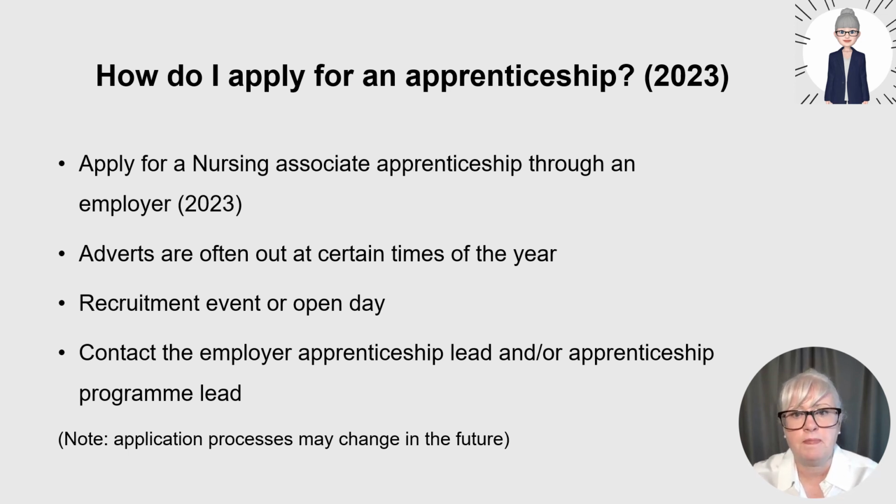All employers and universities offering apprenticeships will have an employer apprenticeship lead or an apprenticeship program lead. So you can always contact them and ask them questions about when the next event will be. And at recruitment events, you can find out what apprenticeships are being offered and what qualifications you need to apply for their specific apprenticeship as well.